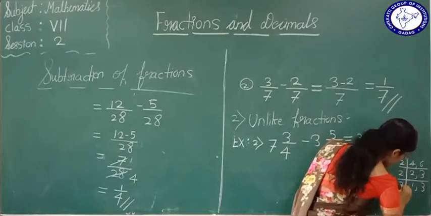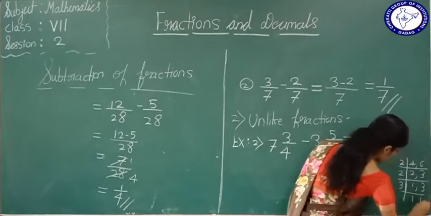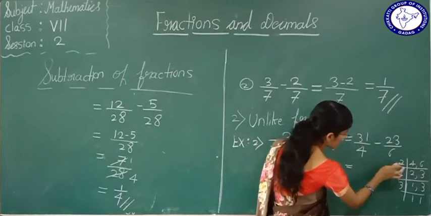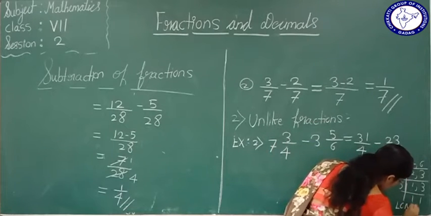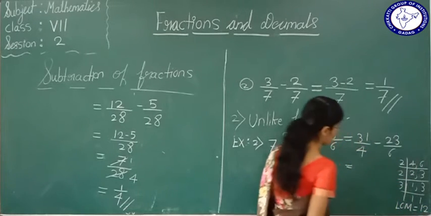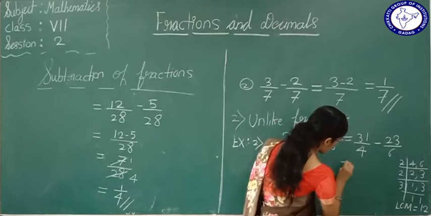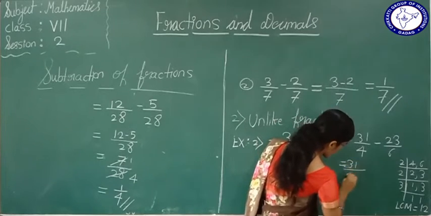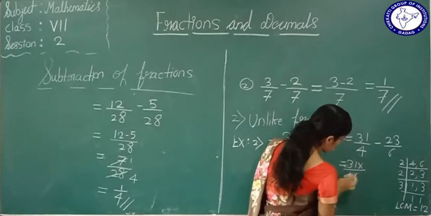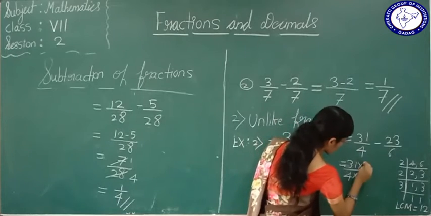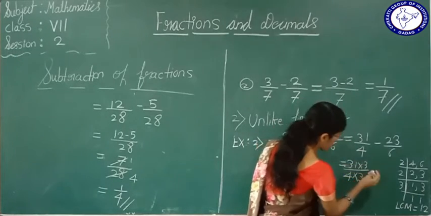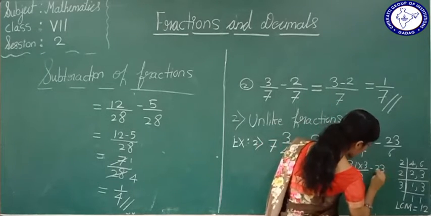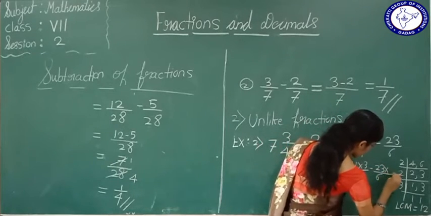The LCM of 4 and 6: 2 2s are 4, 4 3s are 12. LCM is equal to 12. Okay. Now see, 31 by 4. 4 how much are 12? 4 3s are 12. Therefore, multiply both numerator and denominator by 3. Minus 23 by 6. Okay.